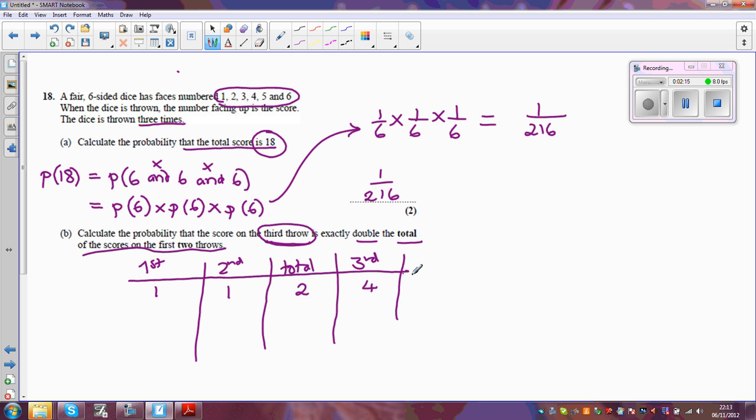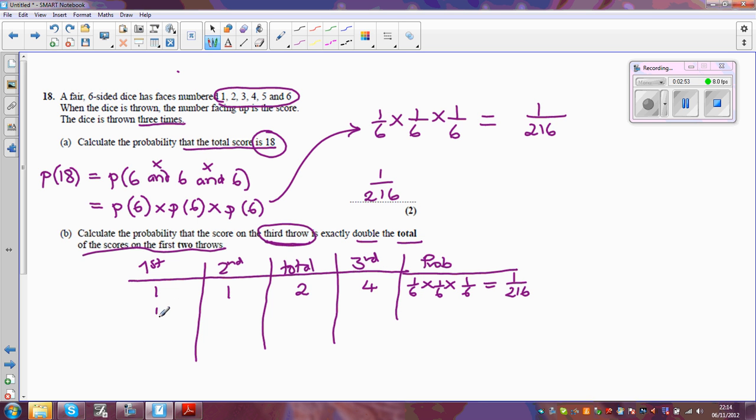Now, the probability of that happening is the probability of getting a 1, and the probability of getting a 1 on my second throw, and the probability of getting a 4 on my third throw. And basically, the probability of that is just 1/6. The probability of getting that is also 1/6. And the probability of getting a 4 there is also 1/6. So the probability of getting a 1, then a 1, and then a 4 is actually just 1/6 times 1/6 times 1/6 again, same as up here, which is just 1/216. Okay, let's see what else. So that's one of the things that could happen.